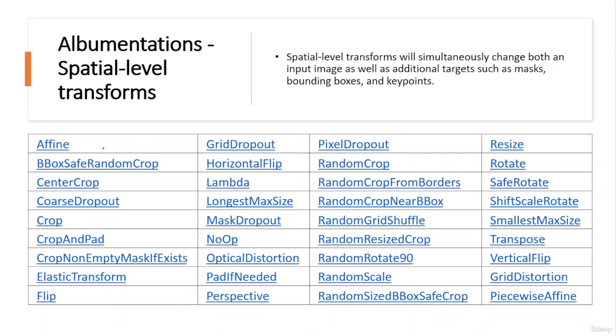For example, affine transformation, center crop, coarse dropout, crop and pad, lambda, grid dropout, pad if needed, pixel dropout, random crop, random rotate 90 degree, random scale, resize, rotate, safe rotate, transpose, grid distortion. So these are the spatial level transformations that you can apply to the image as well as the targets such as masks, bounding boxes, and key points.